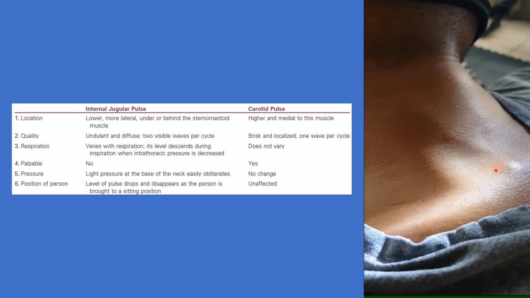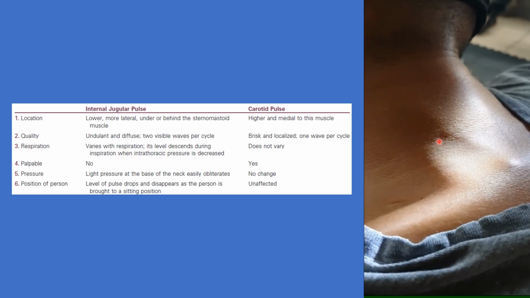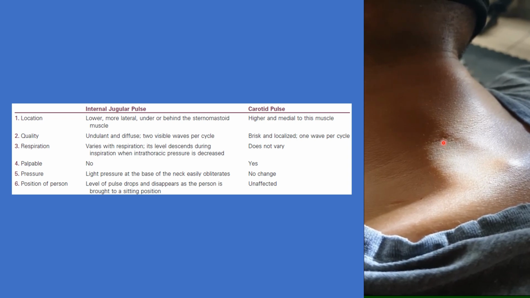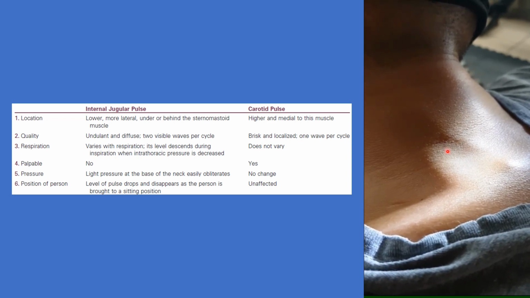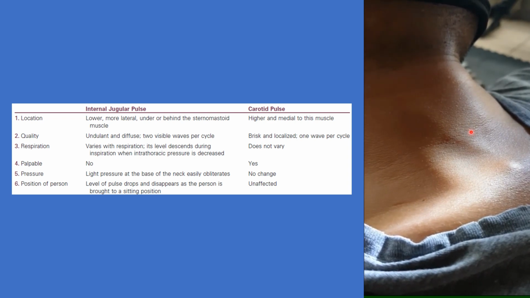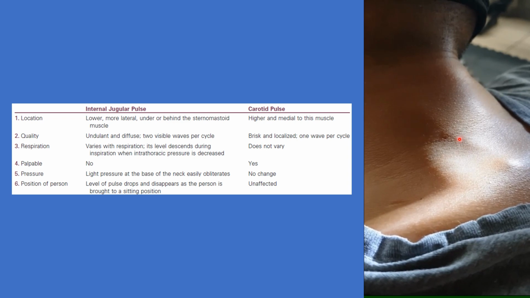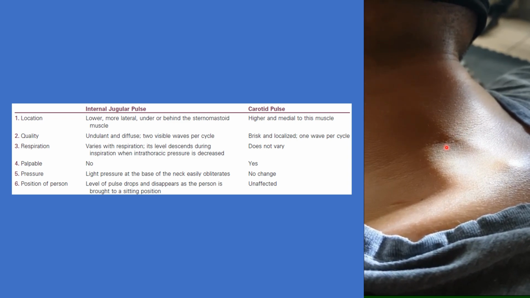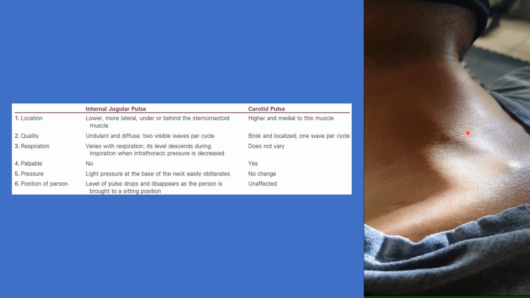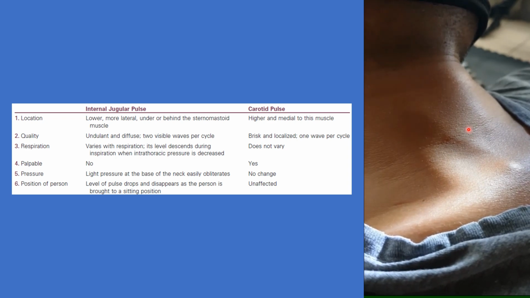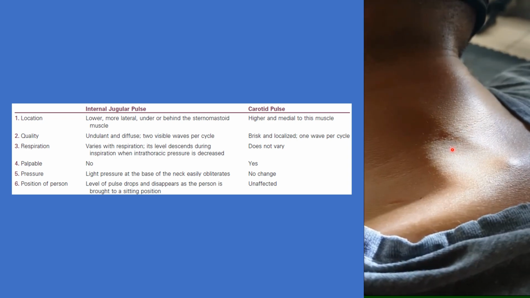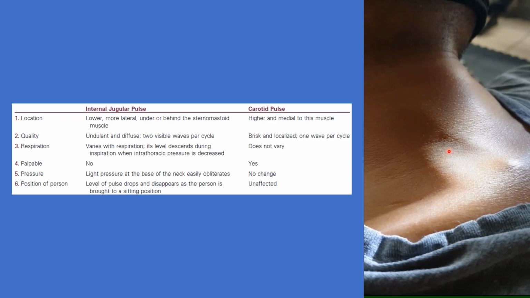And if you try to palpate this area, this internal jugular pulsation, you cannot feel the pulse. But in the carotid pulse, you can feel the pulse. So if you have difficulty in determining whether that is an internal jugular pulse or a carotid pulse, try to palpate. And if you can palpate or feel the pulse, then that would be your carotid artery. And if you cannot palpate, probably that's the internal jugular.